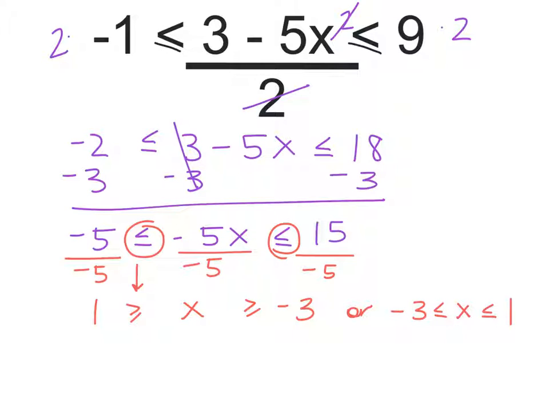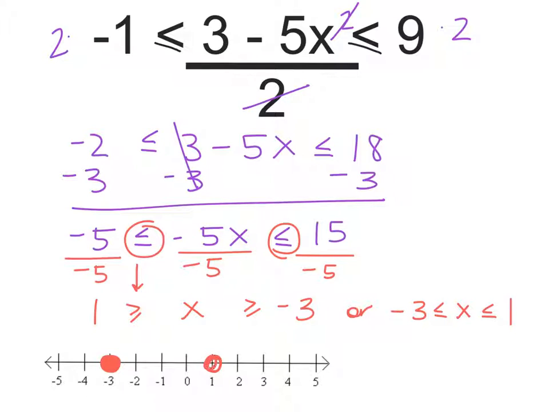So you could write it this way, or you could swap the numbers around in the signs, and you get this guy, depending on what you're more familiar with. And let's graph it. So I'm going to have a closed circle on negative 3, and also a closed circle on positive 1. So I know that if I'm going to shade, x is going to be greater than this guy, and it's also going to be less than this guy, so that means that I shade in between.